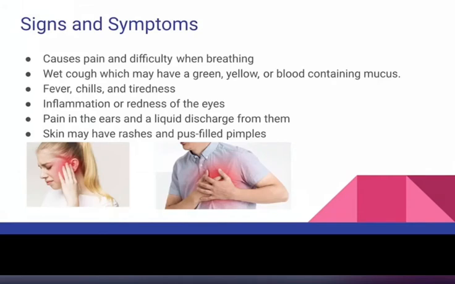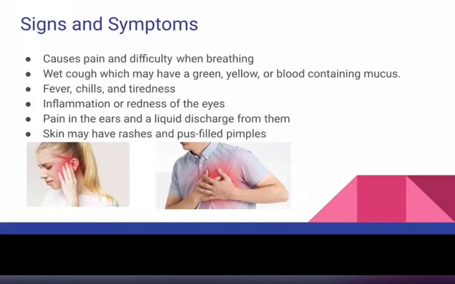The signs and symptoms of Pseudomonas aeruginosa really depend on what area has been affected by it, but if it is the respiratory tract that has been affected, it will cause pain and difficulty when breathing, wet cough, which may have a green or yellow mucus, and the mucus can actually contain blood too. It will cause fever, chills, and tiredness or fatigue.